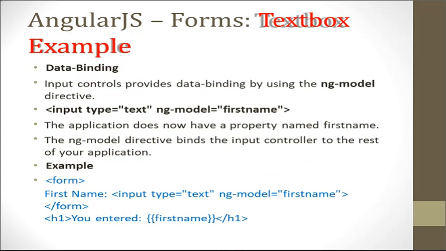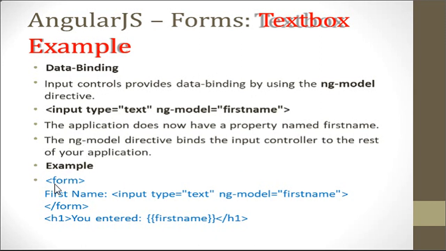These are examples of the text box. With the help of this, we can easily understand how to use AngularJS forms. First part, data binding. Input controls provide data binding by using the ng-model directive. Remember it: when we have to use different controls related to the form and bind the data, we have to use ng-model. You can see this example. Input type is text and ng-model is firstName for data binding purposes.